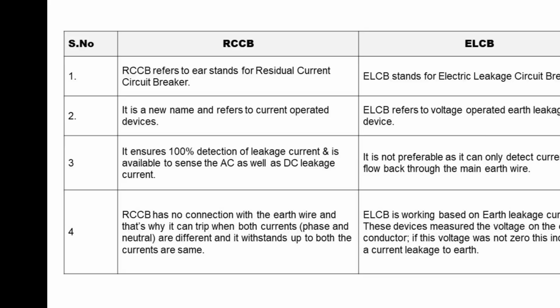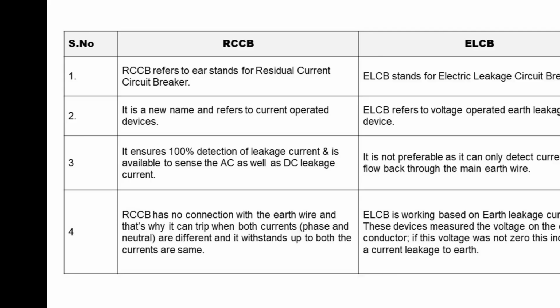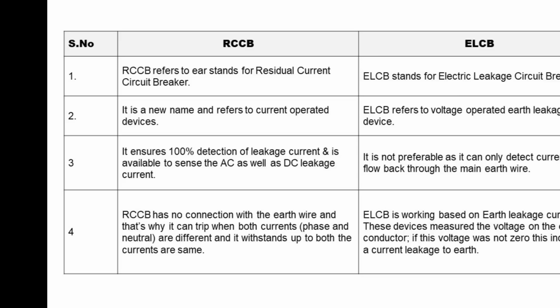First we will talk about RCCB. This RCCB is a device which operates on current. And when we connect RCCB, we only have to use phase supply and neutral supply. But this ELCB is a device which operates on voltage. And when we connect ELCB, we have to connect phase supply, neutral supply and earthing wire also. Besides, there are many differences, but they are not so important.